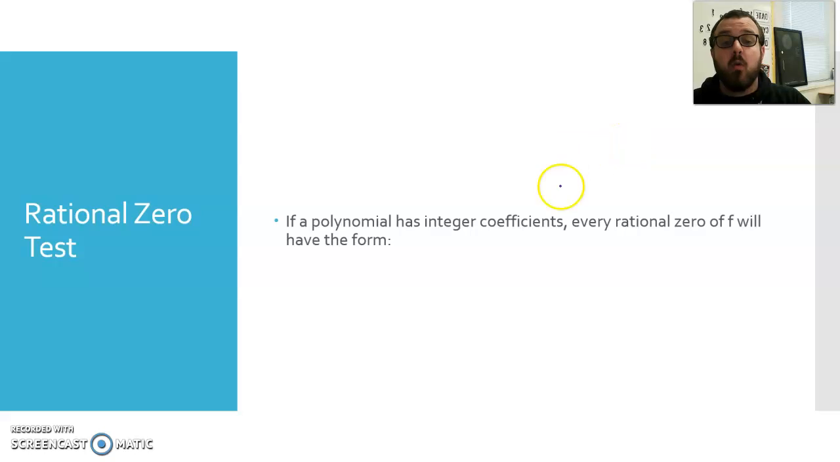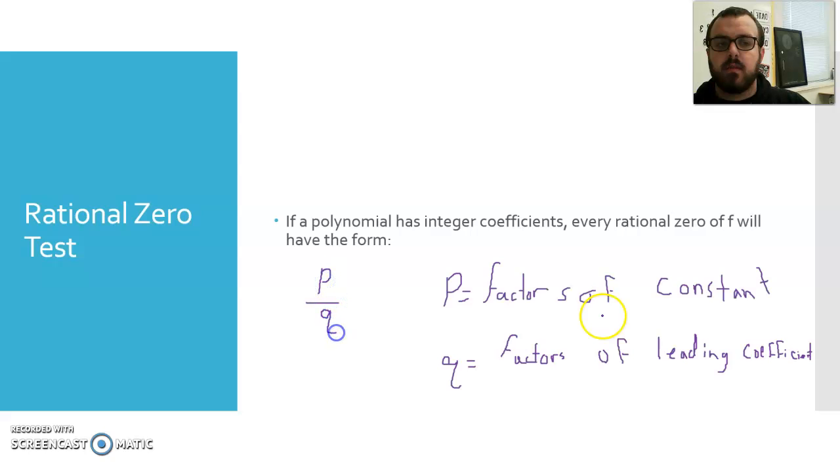What does that mean for us? Well, we're going to start seeing how we're going to take that information and use it to factor a polynomial, okay? The last thing we're going to need to do that is what's called the rational zero test. Basically, it's a way for us to use the remainder theorem from the other day, but use it a little bit more targeted, okay? Basically, if a polynomial has integer coefficients, every rational zero of f will have the following form. The form will be p over q. Okay, so what those p's and q's are, the p's are factors of the constant term of your polynomial. The q's are factors of the leading coefficient of your polynomial, okay?